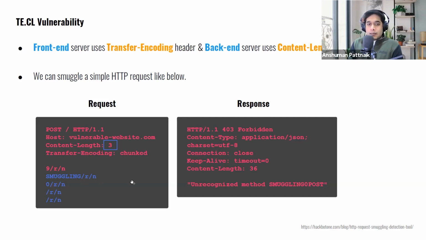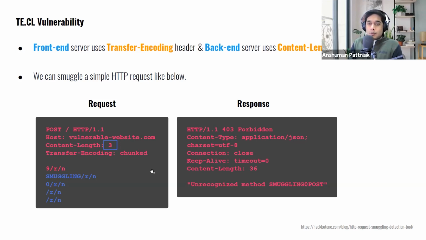But the second chunk, which is 0 length, means it will terminate the request. The backend server processes the content length header, which is 3 bytes long. So it will process up to the start of line 9, but the remaining bytes are left unprocessed, and the backend server processes the unprocessed bytes as the start of the next request.